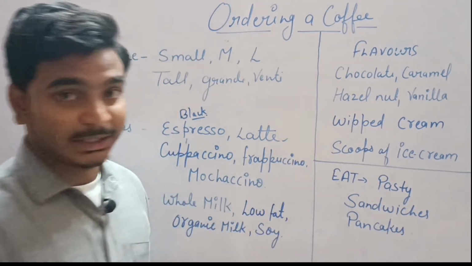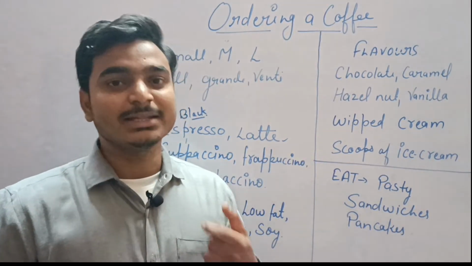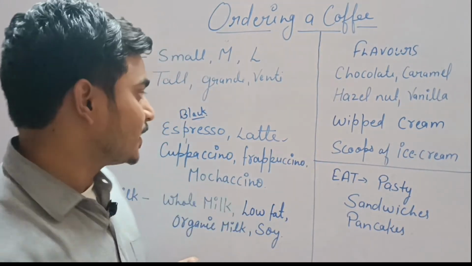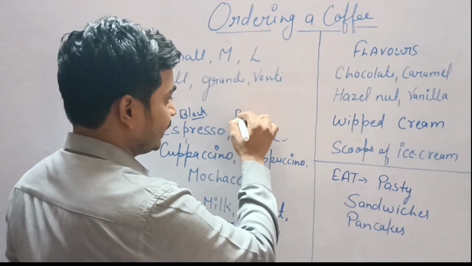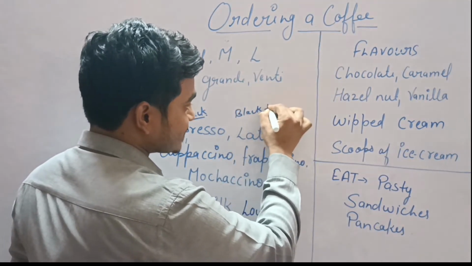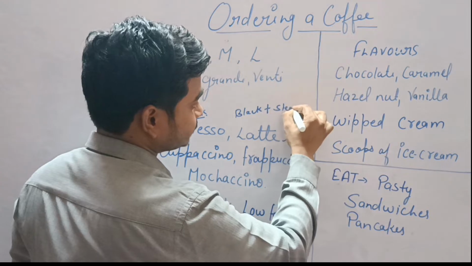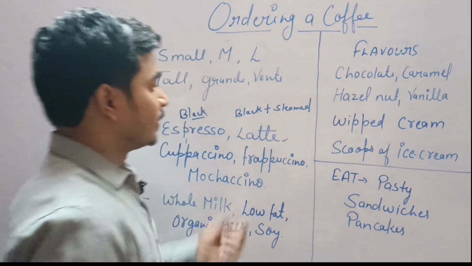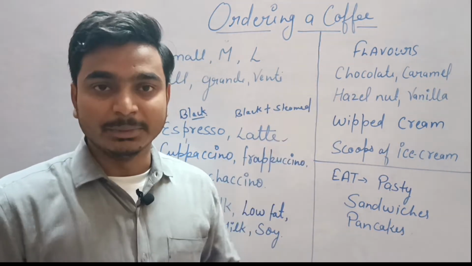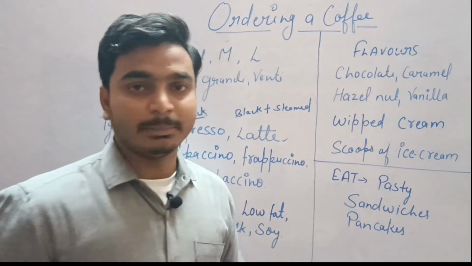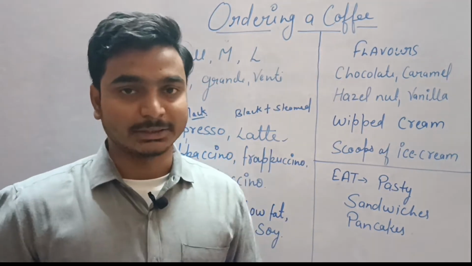Next one is latte. Latte is a coffee. It is black coffee plus steamed milk. Espresso plus steamed milk, that becomes latte.